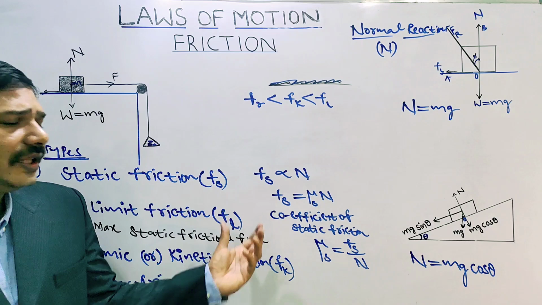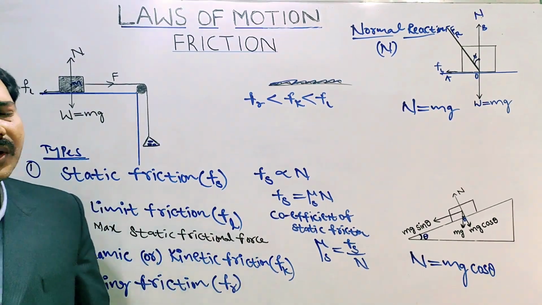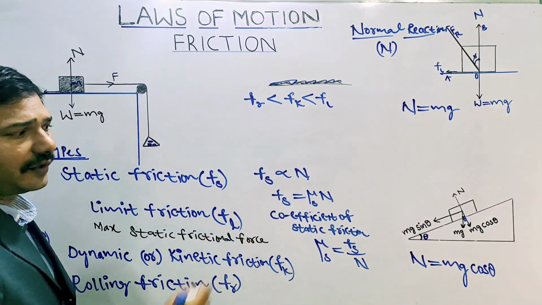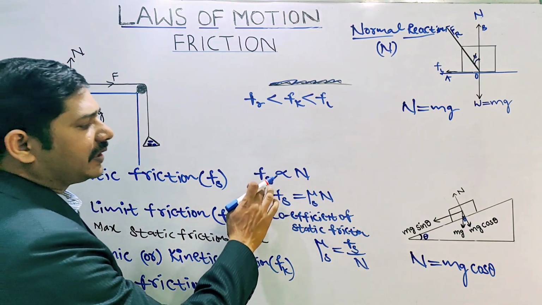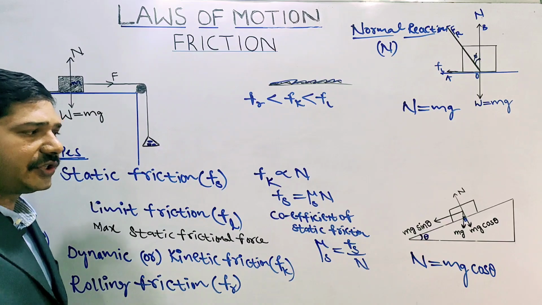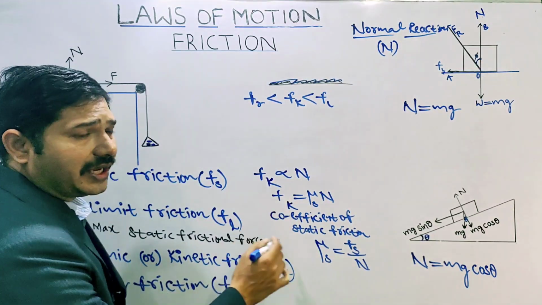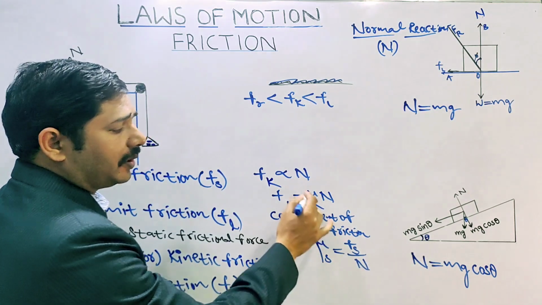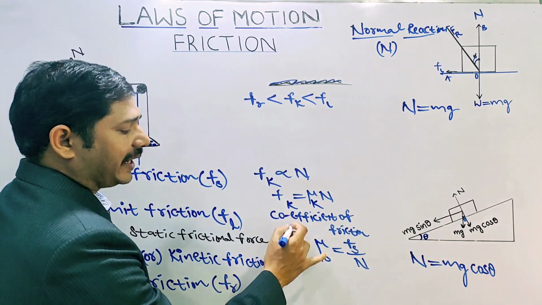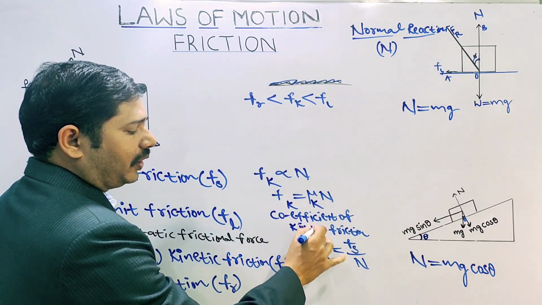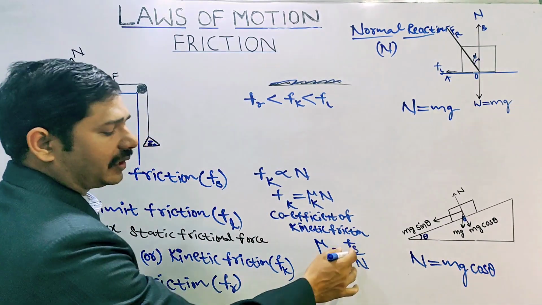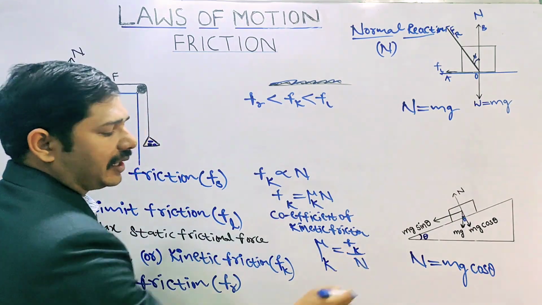Like that, the other two we can take in the same way. This was about static frictional force. Next, kinetic friction is also directly proportional to the normal reaction, and the kinetic frictional force is equal to mu k into N, where mu k is called the coefficient of kinetic friction. So mu k equals Fk by N.